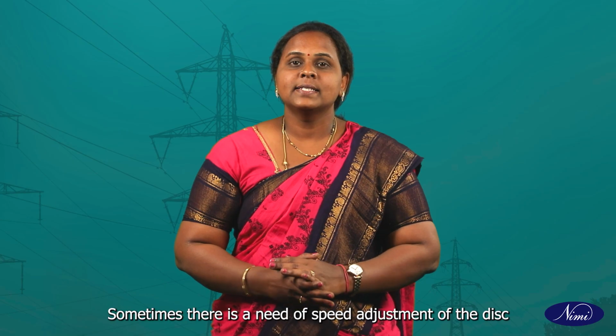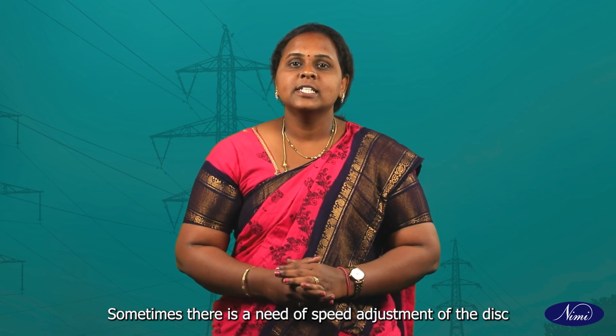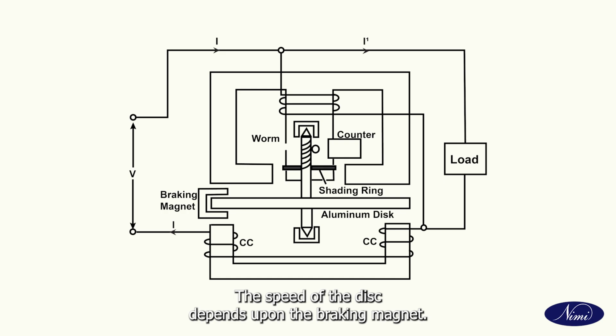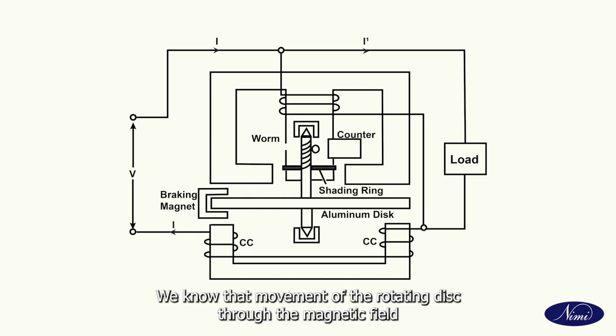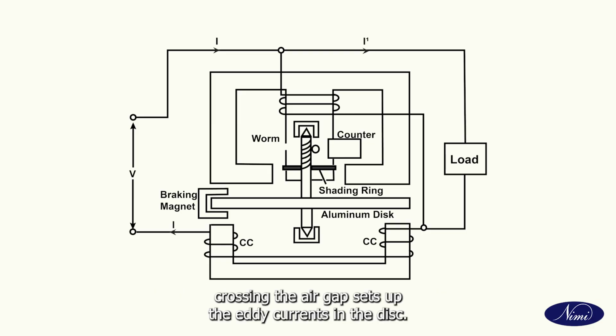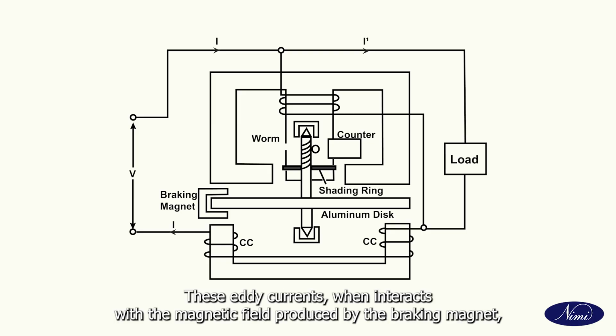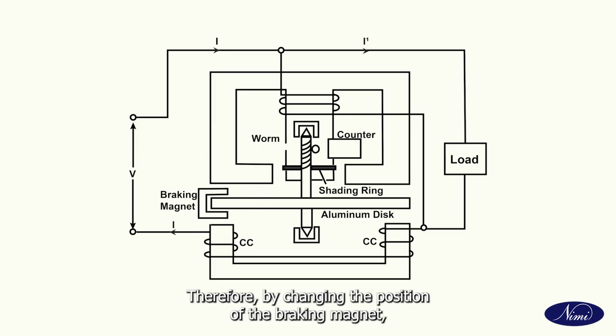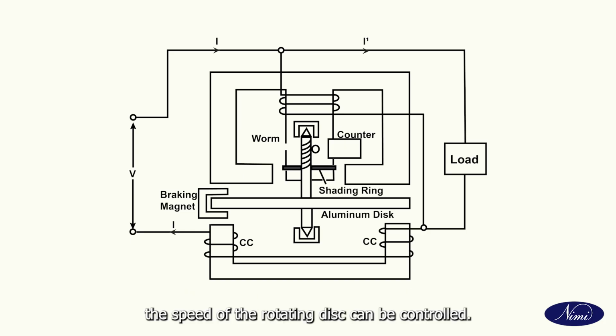Speed error. Sometimes there is a need of speed adjustment of the disc in order to get an accurate measurement. The speed of the disc depends upon the braking magnet. We know that movement of the rotating disc through the magnetic field crossing the air gap sets up eddy currents in the disc. These eddy currents, when interacting with the magnetic field produced by the braking magnet, produce braking torque on the disc.